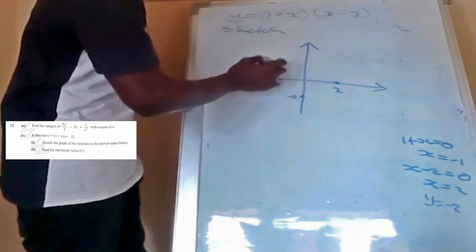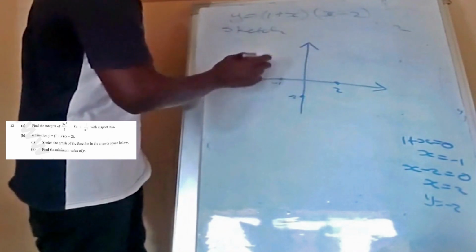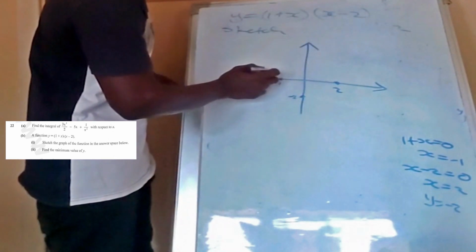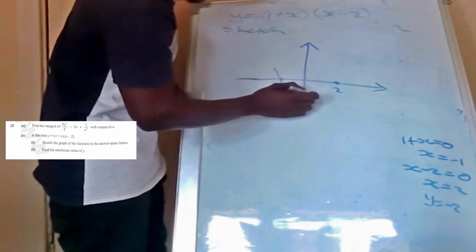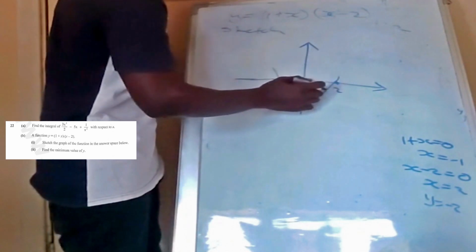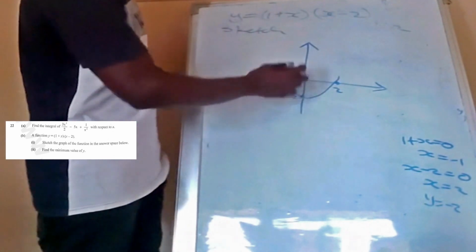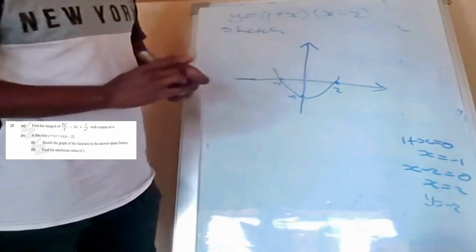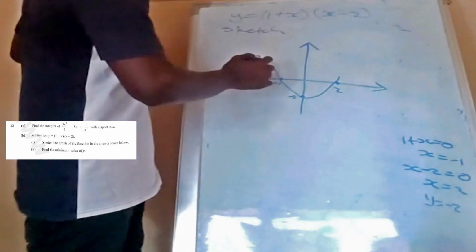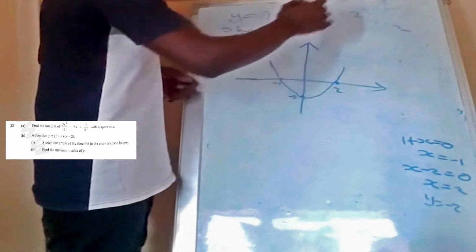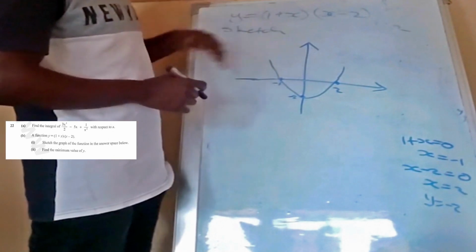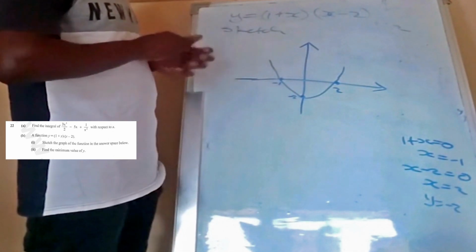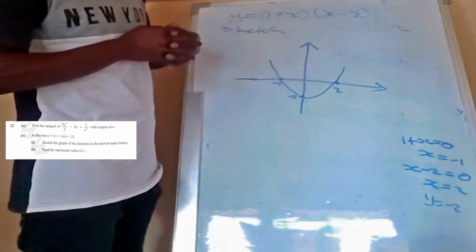So meaning our graph should come in that way, and looking at what we have, it should come and pass through this point. We're just sketching, so it should be something of that nature. So if you sketch this on your answer sheet, you get full marks on that particular question. Okay, move on.